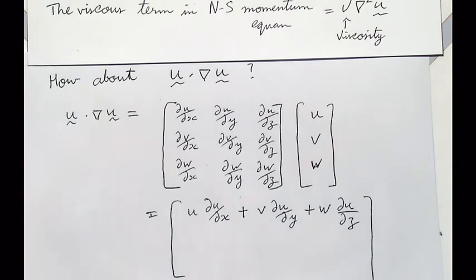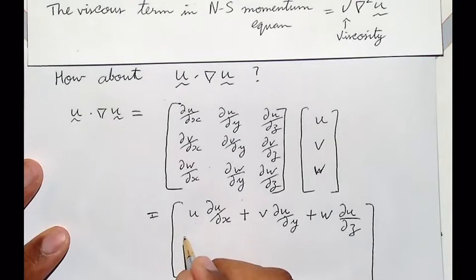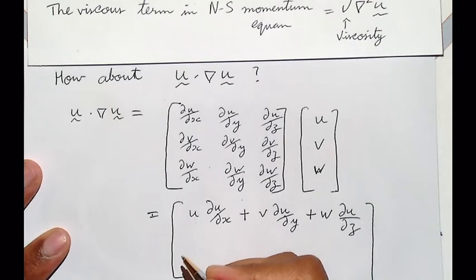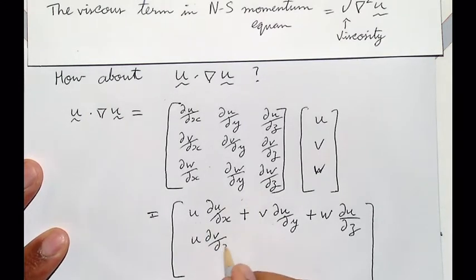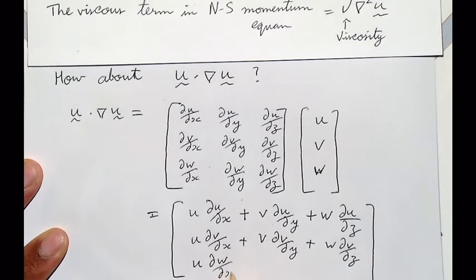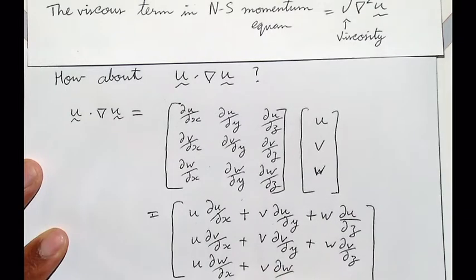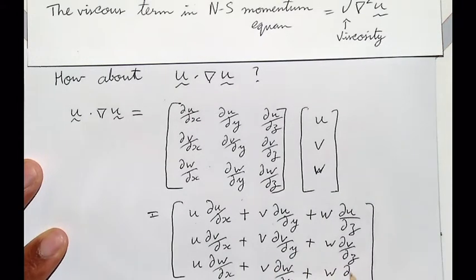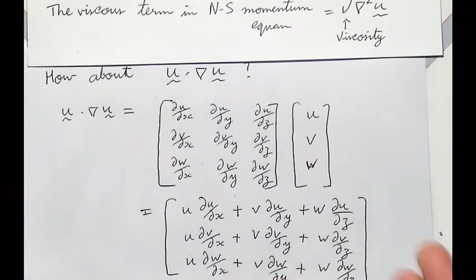What's next? Somebody else? u dv dx plus v dv dy plus w dv dz. All right, fine. I will not torture you with this one. Okay, so we basically have a 3 by 1, which is a vector.